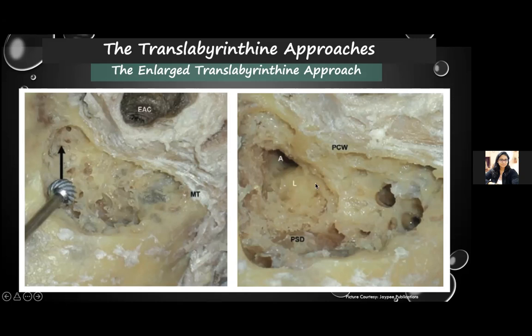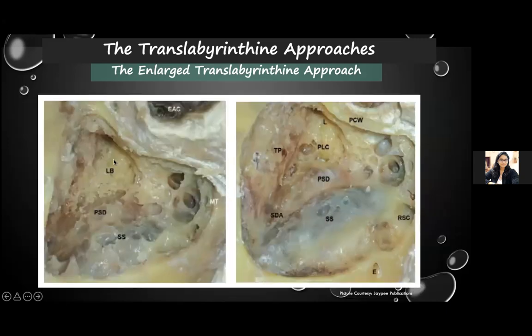The second important landmark we will see is the lateral semicircular canal, which is the solid bone seen here. Once the lateral semicircular canal is identified, if we are drilling lateral to the lateral semicircular canal, that means our facial nerve is safe. This is the region where the facial nerve is running. Now we can see slowly we are exposing the tegmen region, and also the sigmoid region.